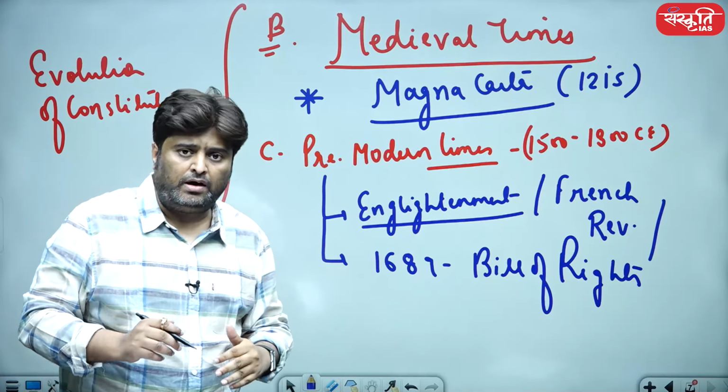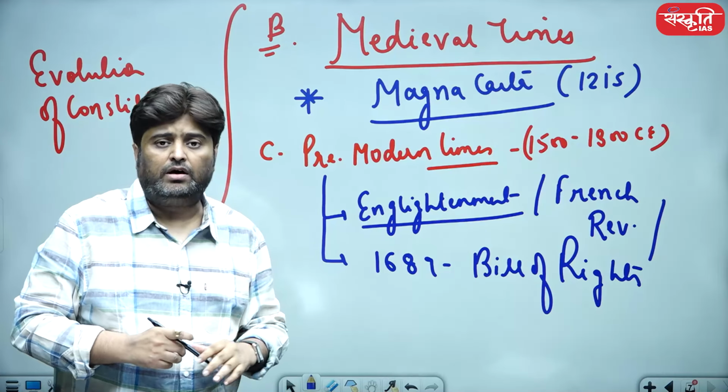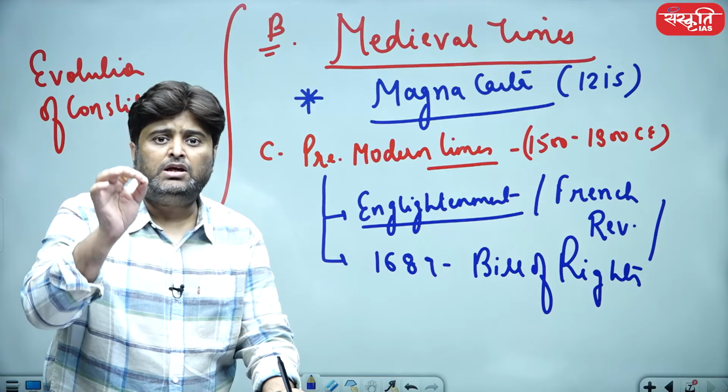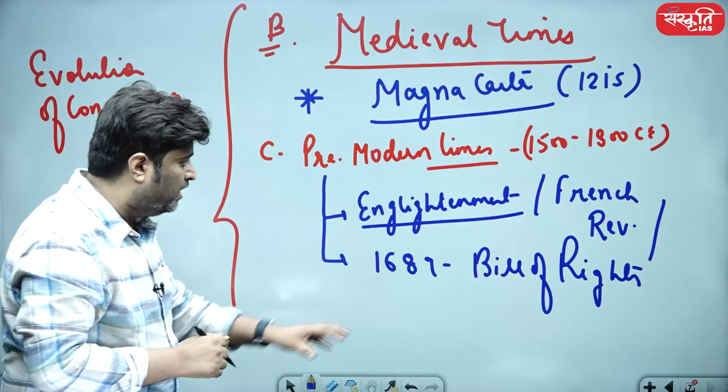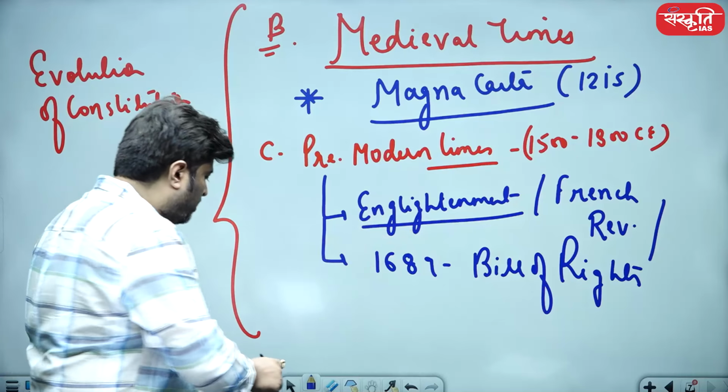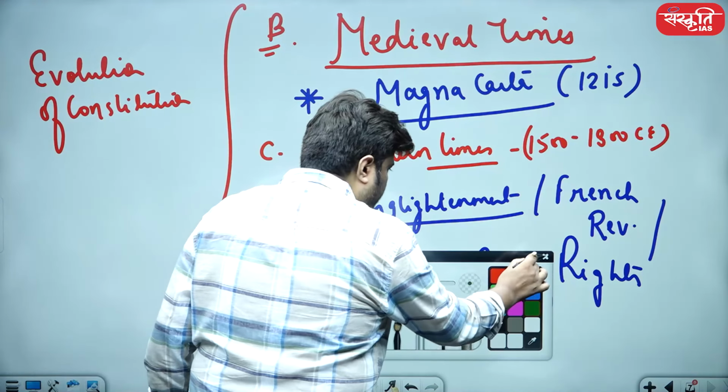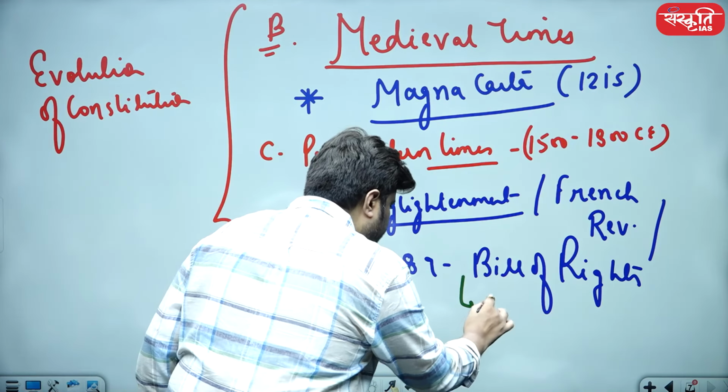The Bill of Rights, in the year 1689, had ensured that parliamentary supremacy is way above monarchy. So it leads towards the foundation of more principles of democracy. Let me write it in one line.